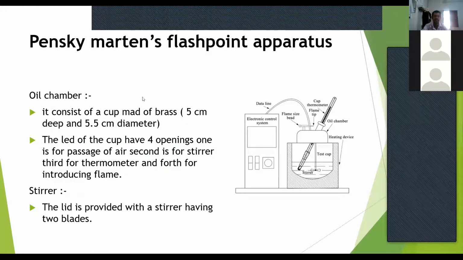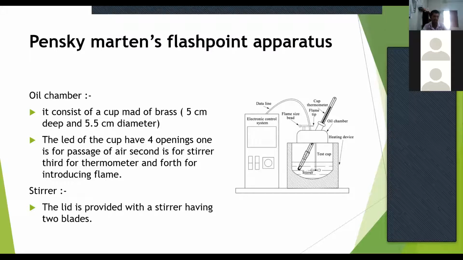So, the oil chamber or testing cup, right? That is the cup where we will fill the sample. There's a limit, and up to that limit, there's a video. While playing the video, I will also explain, so don't worry. Up to that limit, we'll fill that sample.